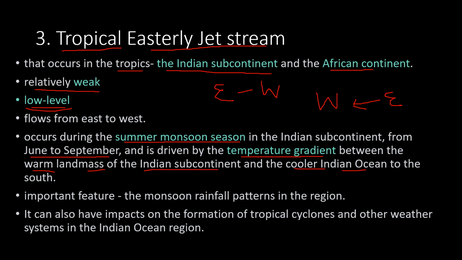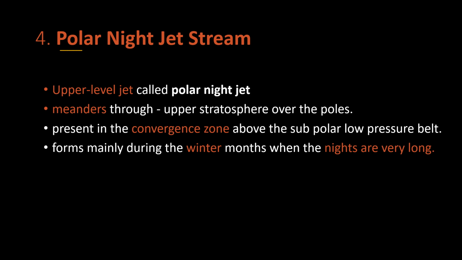The important feature of this tropical easterly jet stream is that it influences the monsoon rainfall pattern in the region. It can also have an impact on the formation of tropical cyclones and other weather systems in the Indian Ocean region. Okay. The third type is polar night jet streams.